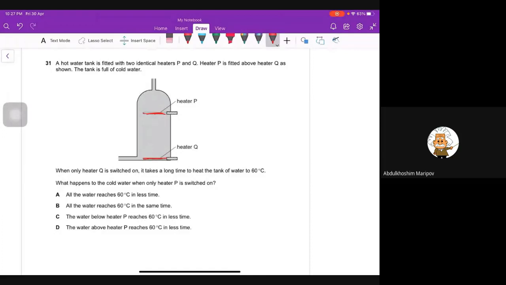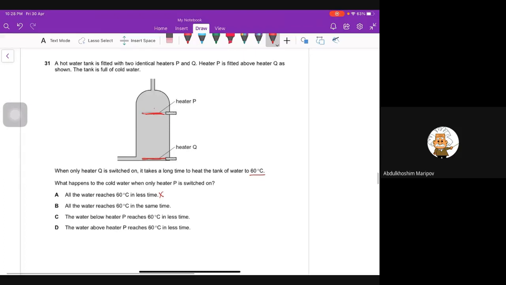When only heater Q is switched on, it takes a long time to heat the tank of water to 60 Celsius. So if you switch on Q only, with P not switched on, it takes a long time to heat the tank of water to 60 Celsius. What happens to the cold water when only heater P is switched on? All water reaches 60 Celsius in less time? No, it's not, guys. Please keep in mind, guys.